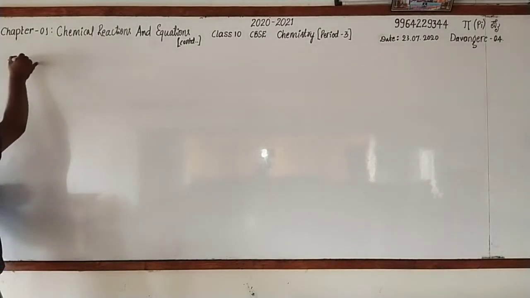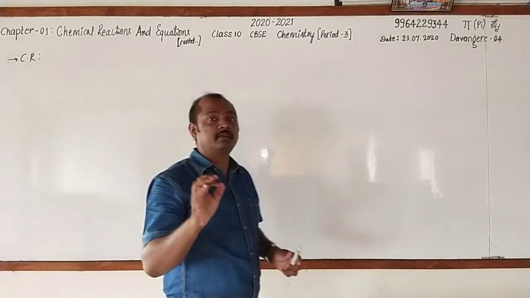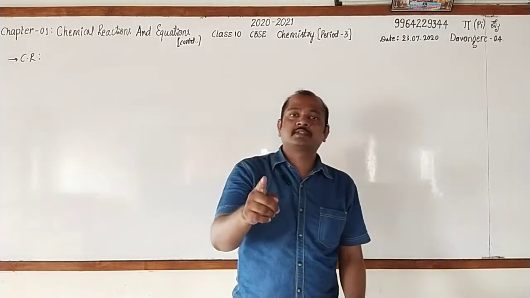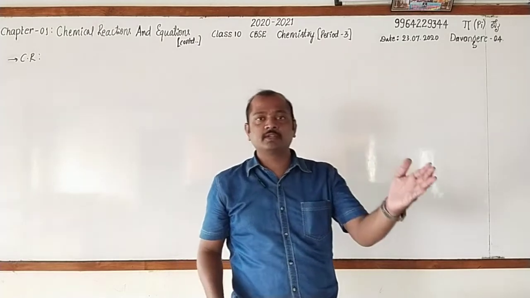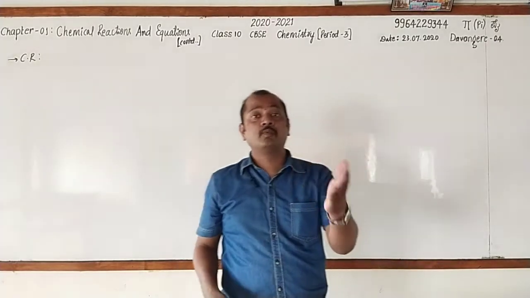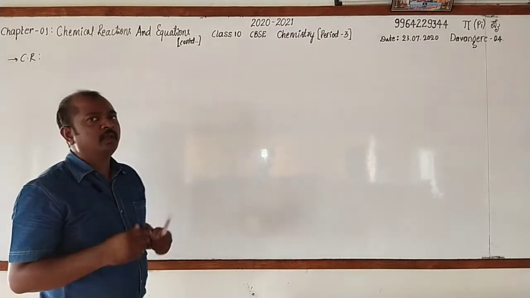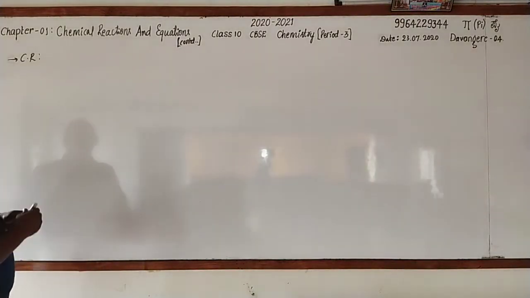In this chapter, the very first concept that we have learned was chemical reaction. Recall the definition. Yes, the process in which one or more substances undergo chemical change to form one or more new substances with new properties, right? Example, rusting of iron, digestion of food, so many are there.